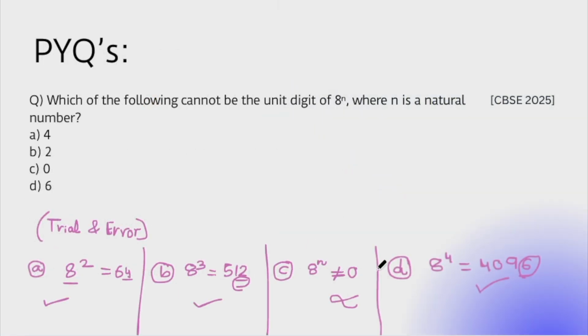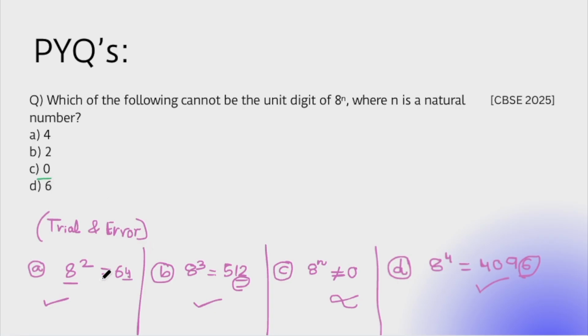The last PYQ of the day: which of the following cannot be the unit digit of 8 to the power of n when n is a natural number? This question had also appeared as an MCQ in the CBSE 2025 paper. So let's start solving it. We solve this question through the trial and error method, and we find which of the following will not be able to give the units place as the MCQ answer.